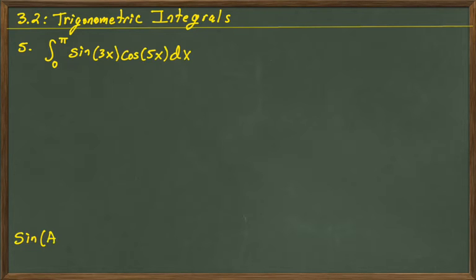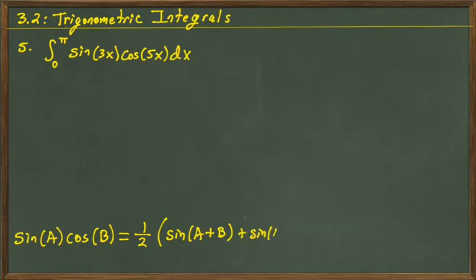So this one specifically, the sine of A times the cosine of B is equal to 1/2 times sine A plus B, plus sine A minus B. And there are a couple of other ones listed in the notes which you might need. We get these from the angle sum and difference formulas from pre-cal or trigonometry.